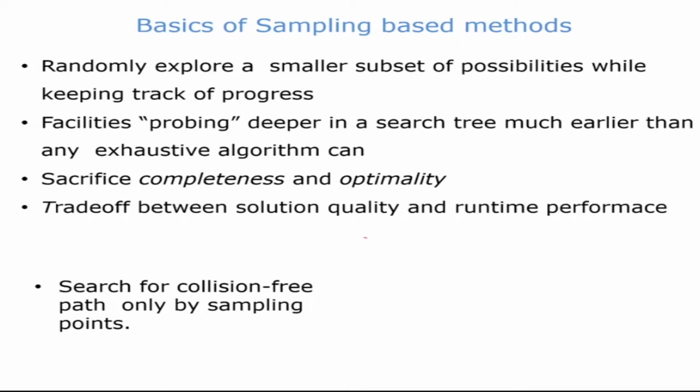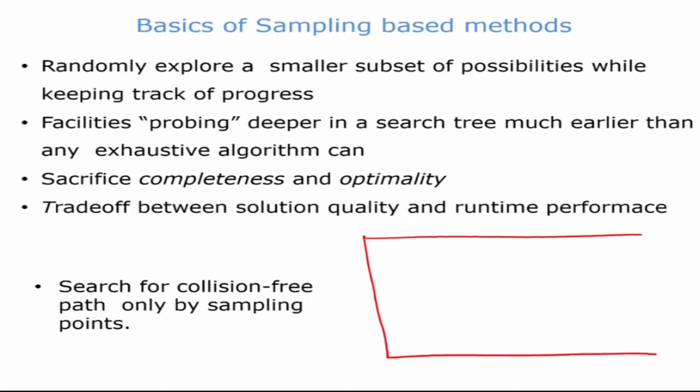In sampling based methods, basically we have the workspace and we have obstacles. So this is my workspace and there are obstacles here. We have the robot, which is a point robot here, and we have my initial point here, and that's my goal point.